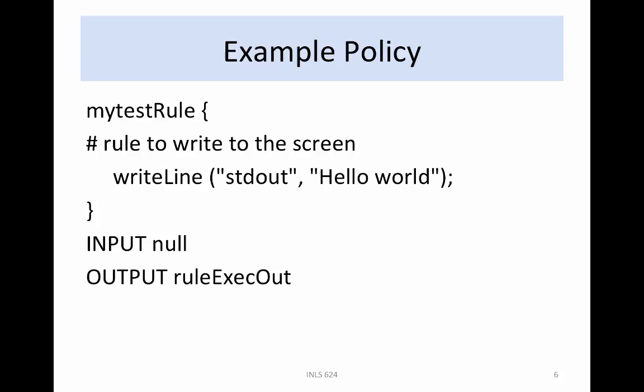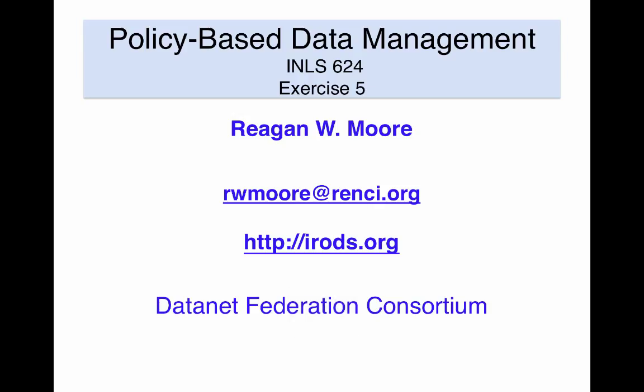All input variables are listed on a single line that starts with the text input. All output variables are listed on a single line that starts with the text output. To print standard out to the screen after interactive execution, the output line contains the text ruleExecOut.